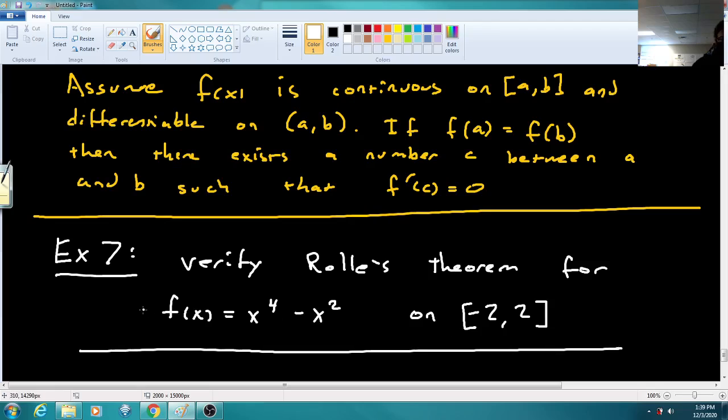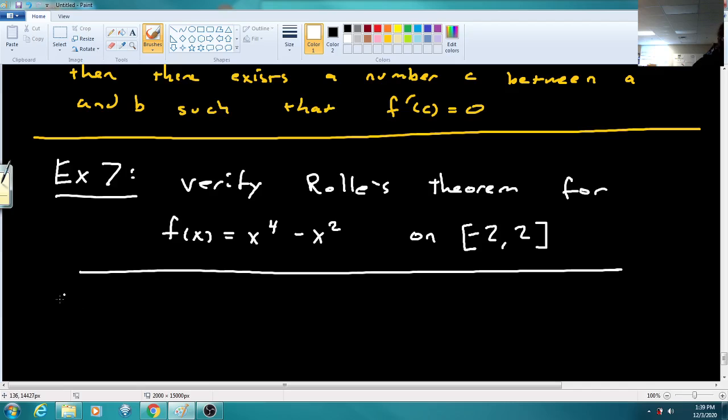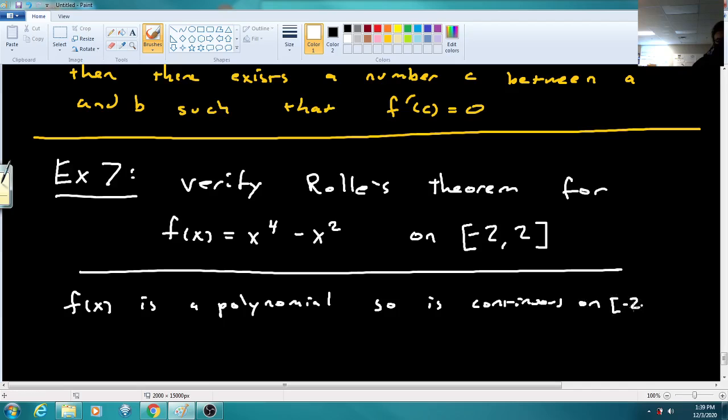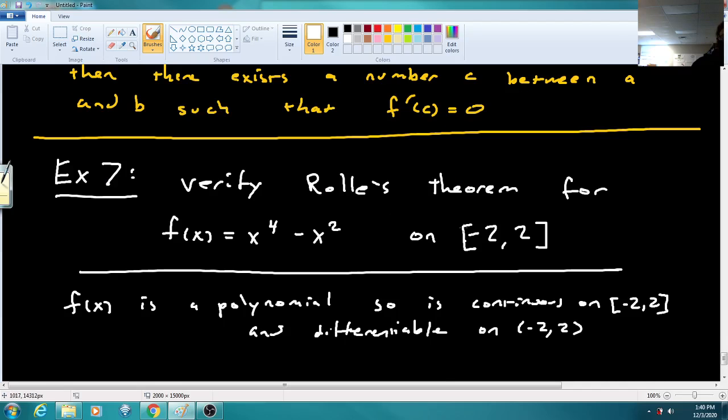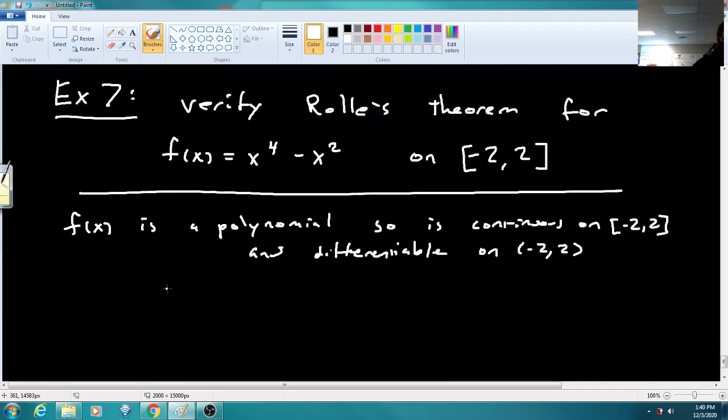So this is a polynomial, so we know it's continuous and differentiable. So we'll say f of x is a polynomial, so is continuous on -2 to 2 and differentiable on -2 up to 2. We need to show f of a equals f of b, so we need to show f of -2 equals f of positive 2.